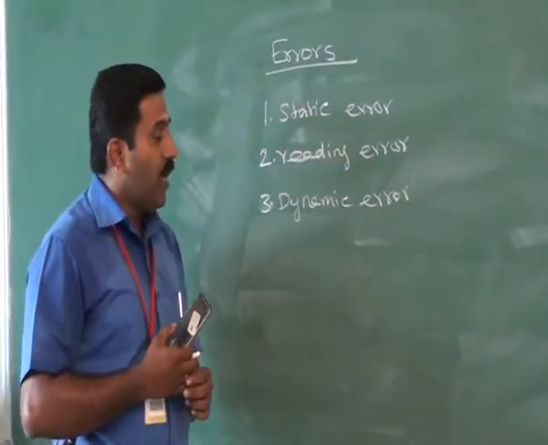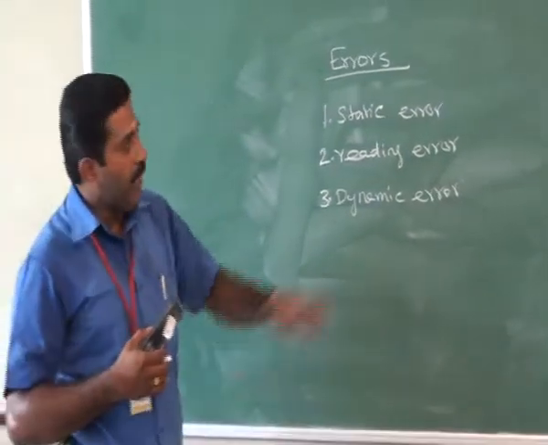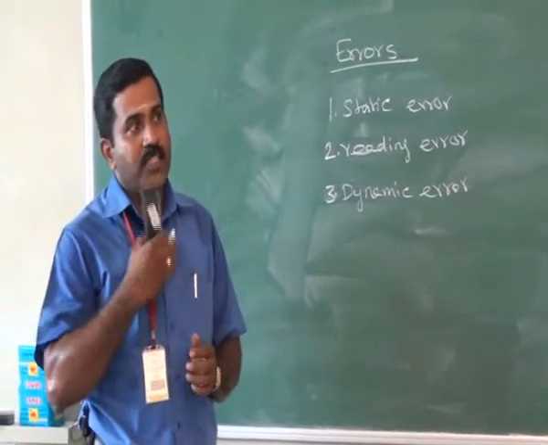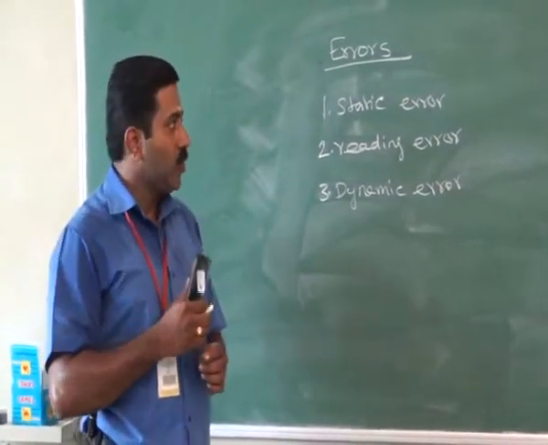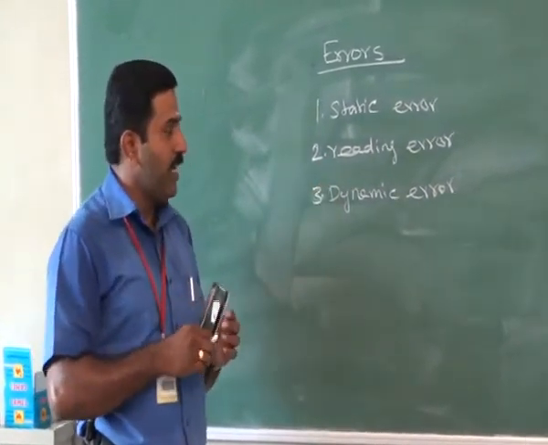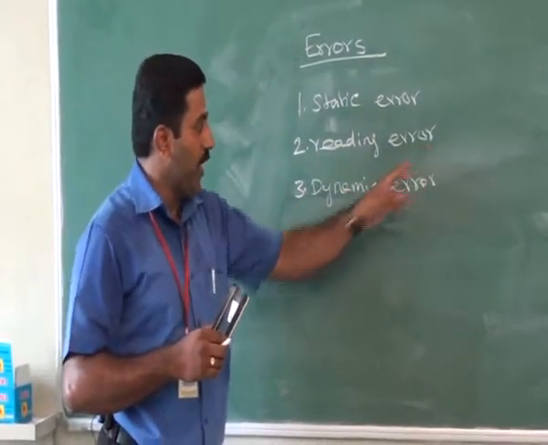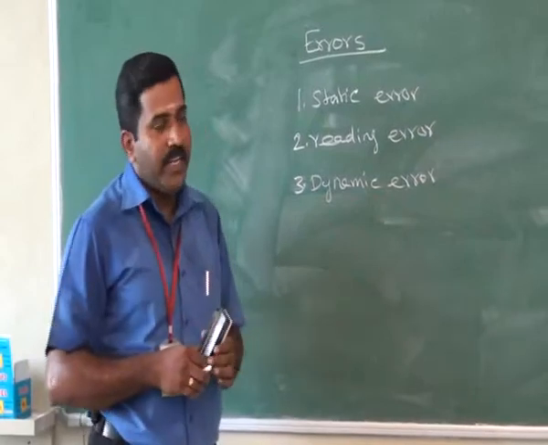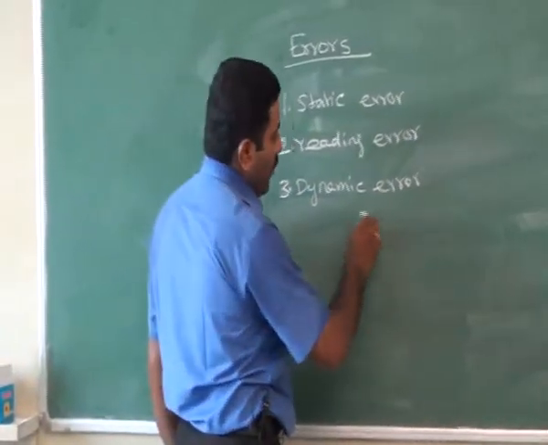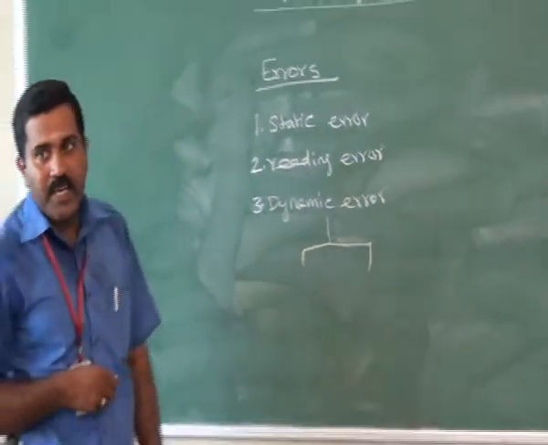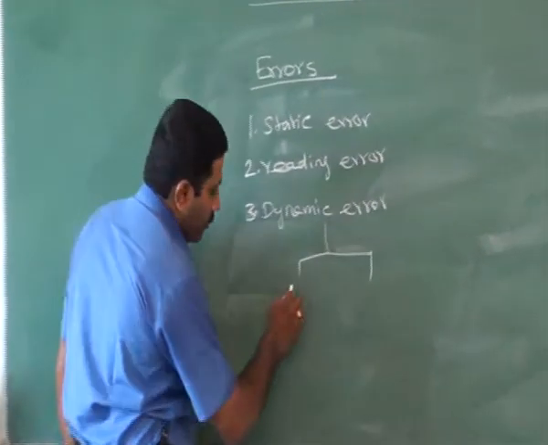And then next is reading error. Due to the observer's reading, it is reflected in the glass. In the image glass only, it is reflected based on that, so the reading error will be displayed. And then the third one is dynamic error. The dynamic error is majorly classified into two types: one is systematic error, another one is random error.